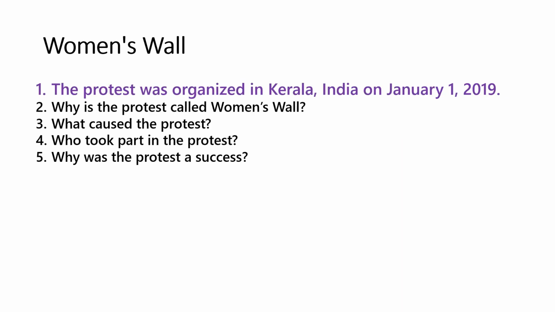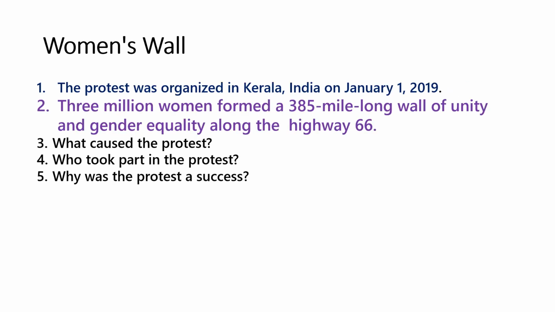The protest was organized in southern India on the first day of New Year 2019. Women of different ages and classes formed a 385 miles long wall along the highway to fight for gender equality.